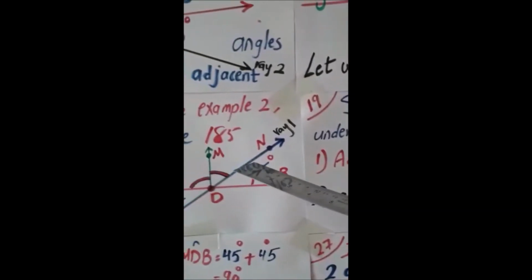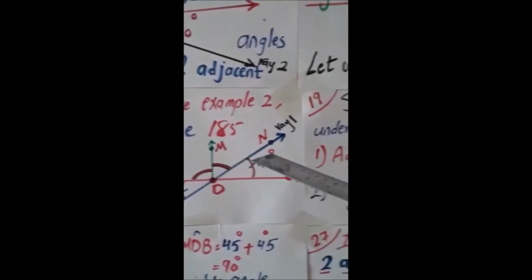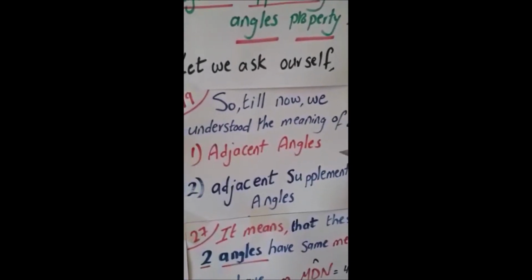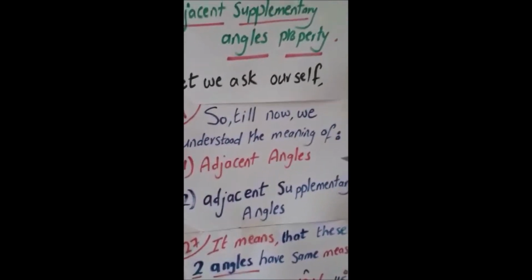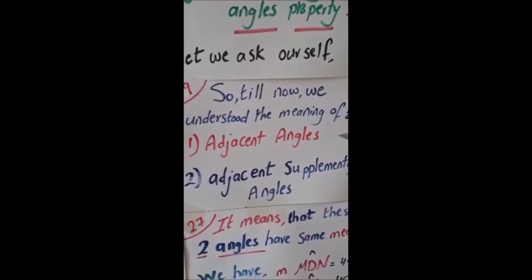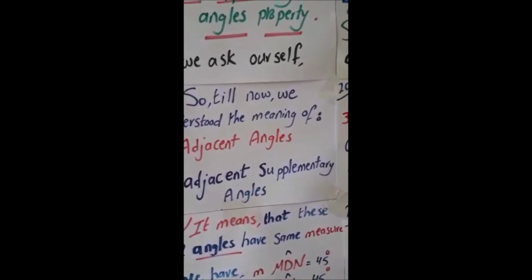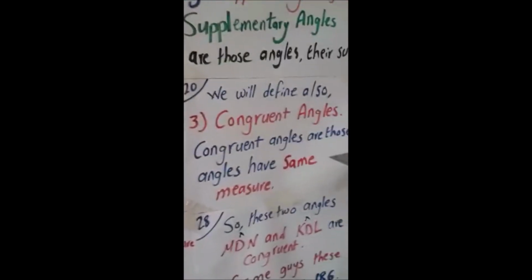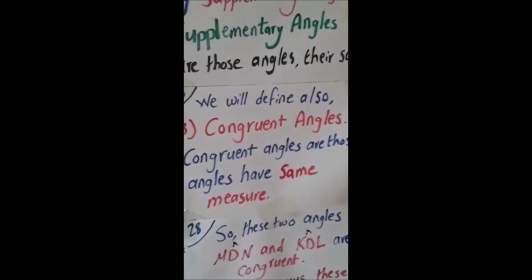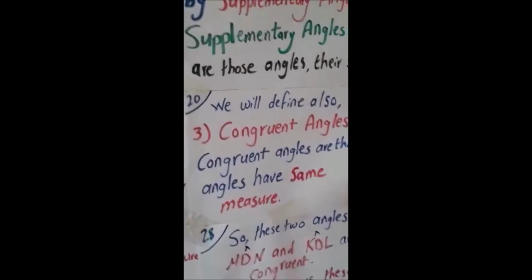Before we start to answer the questions of this example, let's review what we have understood so far. We understood the meaning of adjacent angles, and at the beginning I showed you many examples of adjacent angles. Then we went to adjacent supplementary angles. Now we will define something we call congruent angles. But mister, what is the meaning of congruent angles?